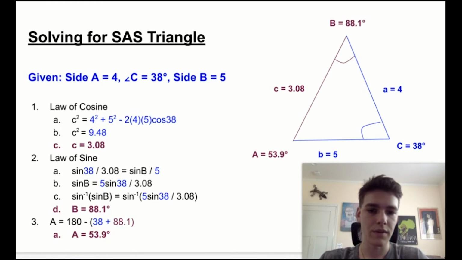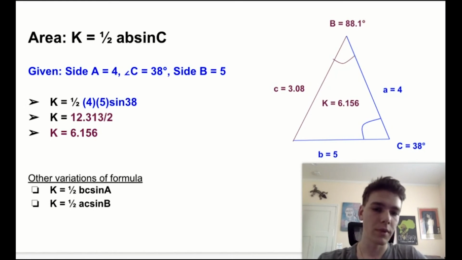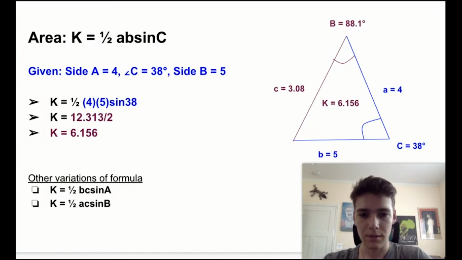So now that we have solved for all the unknowns in this scenario, we will now solve for the area. We can use the area formula, where K represents the area. So this formula is K equals 1/2 ab sine C. So first we plug in the values we've already obtained and get K equals 1/2 4 times 5 sine 38. So after doing these computations, we will get K equals 12.313 over 2. And now we will do that simple division and get K equals 6.156. So that is our area.